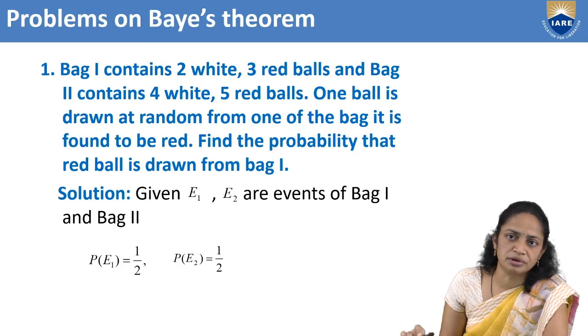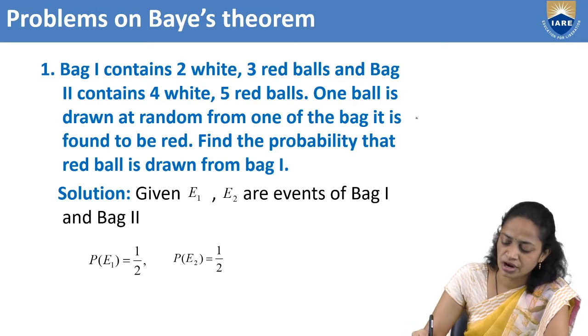So first problem: bag 1 contains 2 white, 3 red balls, and bag 2 contains 4 white, 5 red balls. One ball is drawn at random from one of the bags. It is found to be red. Find the probability that the red ball is drawn from bag 1.